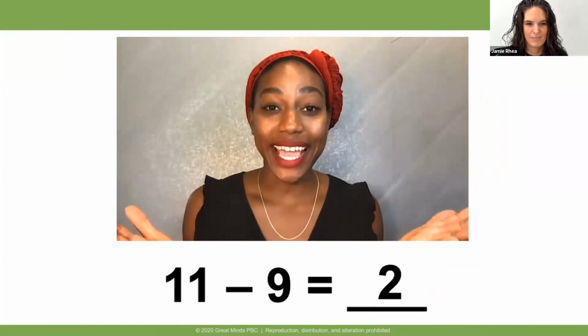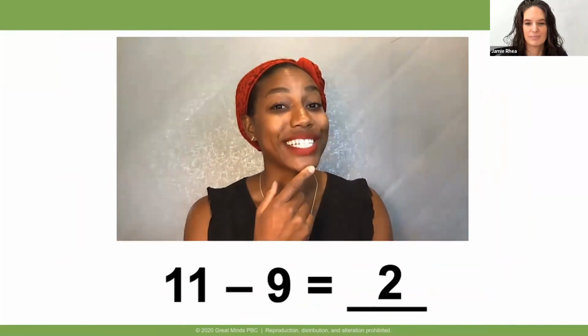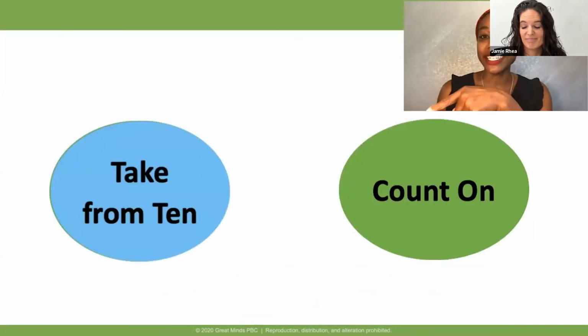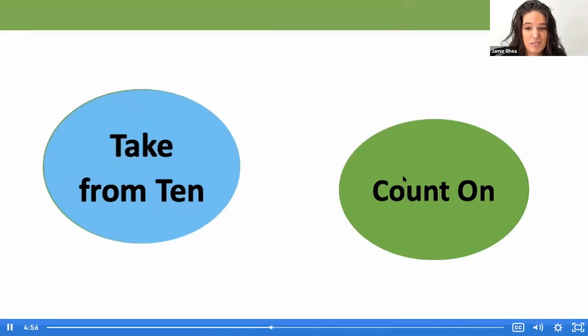We got 2 again. Let's take a moment to think about the two strategies we just used. Which strategy was easier for you? Point to the strategy on your screen that was easier for you. That time it was easier to count on for me.